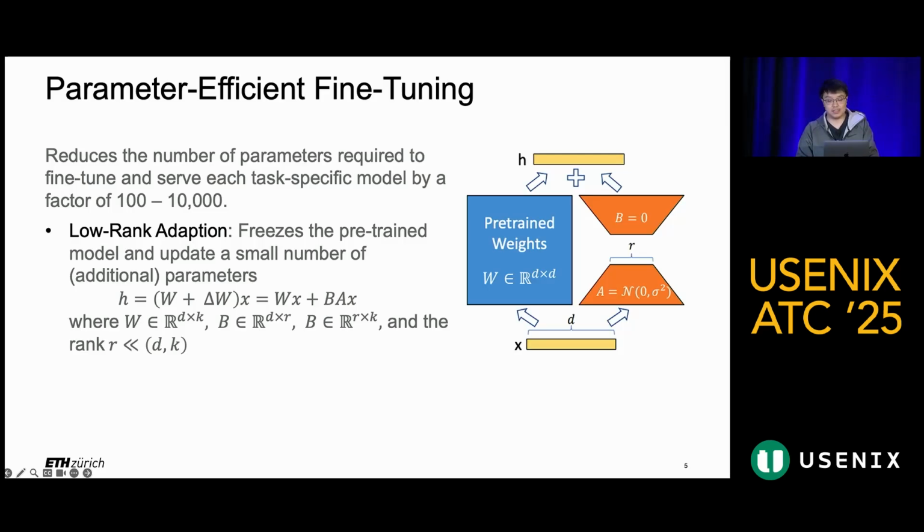Parameter-efficient fine-tuning techniques freeze the pre-trained model and update a small number of parameters, which can reduce the number of trainable parameters by a factor of 100 to 10,000 times. Take LoRA fine-tuning, for example. LoRA hypothesizes that the updates to the weights have a low intrinsic rank during adaptation.